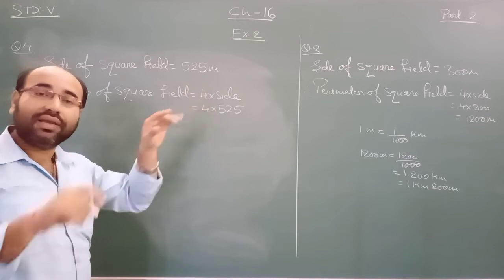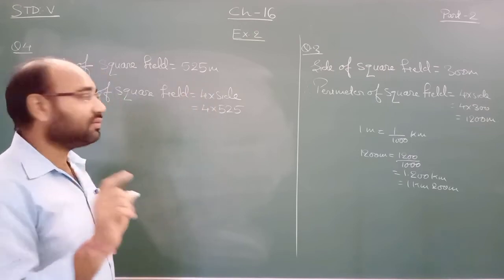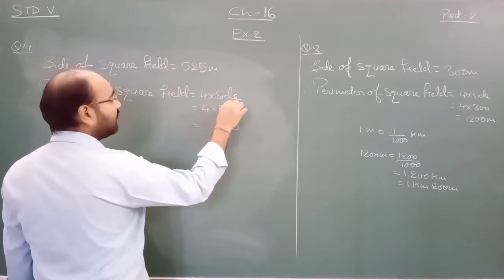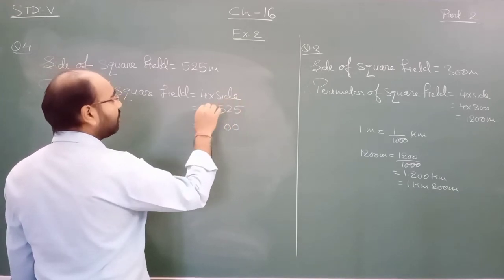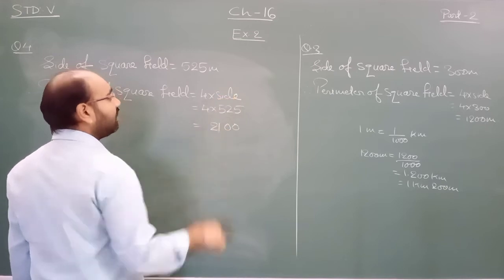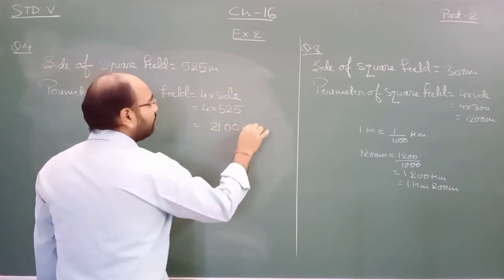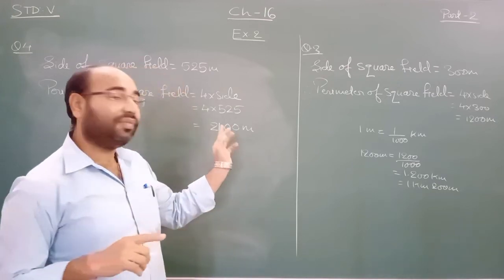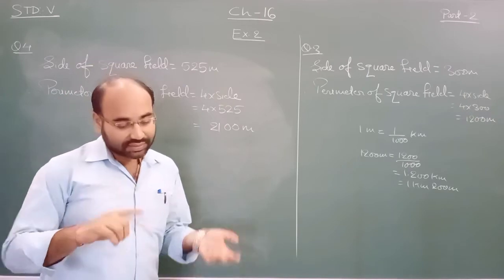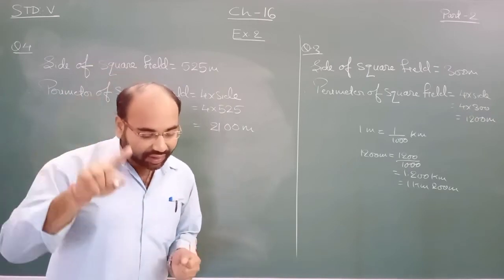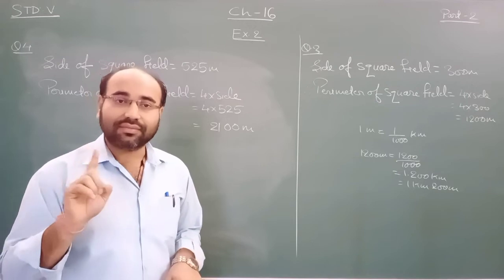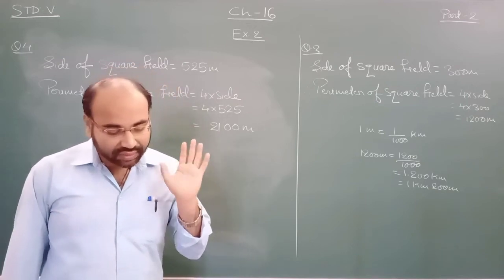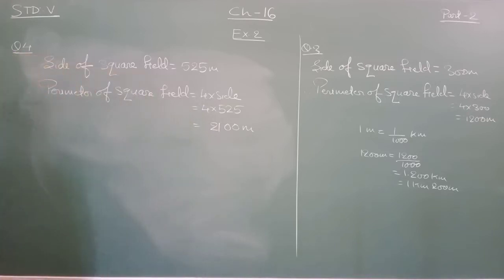What we find out will be for 1 round only. Okay, so 5 4s are 20, 2 4s are 8 plus 2 is 10, 1 5 4s are 20 plus 1 is 21, so 2100 meter. When he goes around once, he will cover 2100 meter. But as it is given in the question, I ran 2 times round it. How many times did he go around? 2 times. How much distance do I travel? That we have to find out.